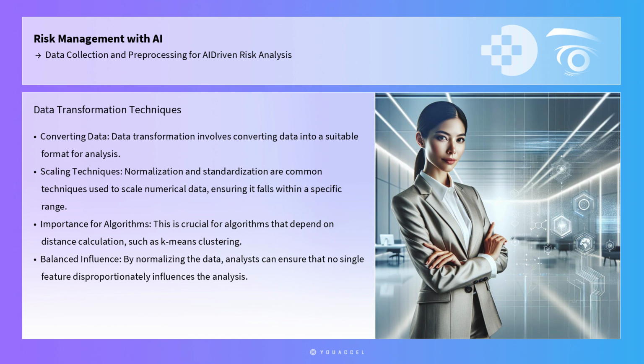Data transformation involves converting data into a suitable format for analysis. Normalization and standardization are common techniques used to scale numerical data, ensuring that it falls within a specific range. This is crucial for algorithms that depend on distance calculation, such as k-means clustering, which might be used to cluster suppliers based on risk factors. By normalizing the data, analysts can ensure that no single feature disproportionately influences the analysis.